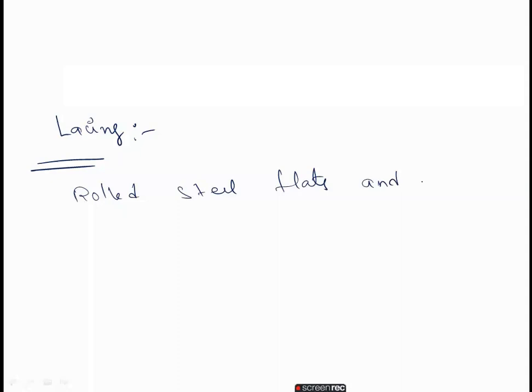I will write here what the lacing is, what the types are, and how we provide it as a lateral system in laced columns. For lacing, we use rolled steel flats and angles. In most cases we use rolled steel flats or angles. One can use a single lacing or a double lacing system. Now I will explain the single lacing and double lacing system.